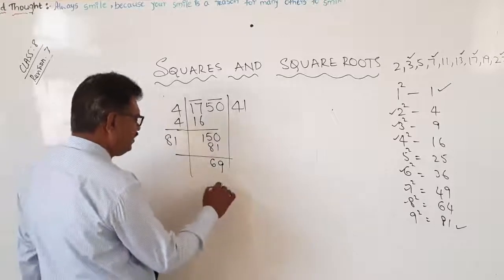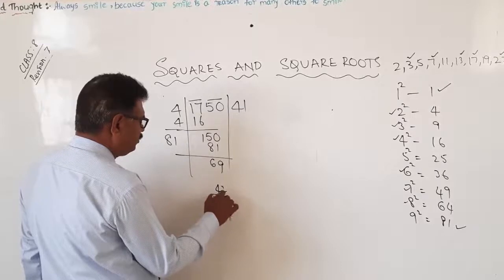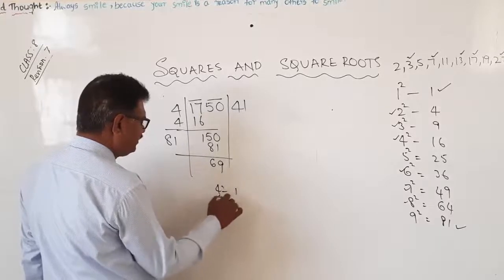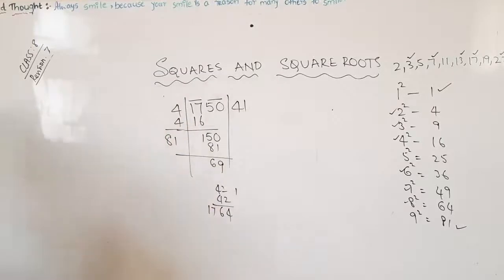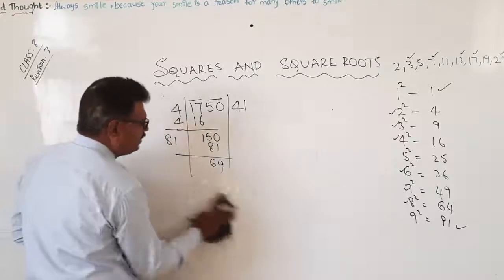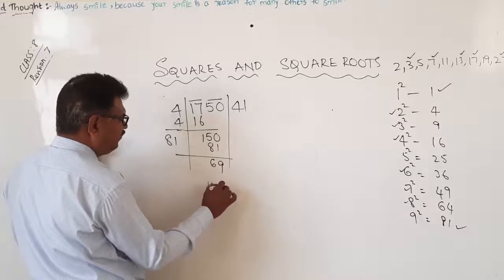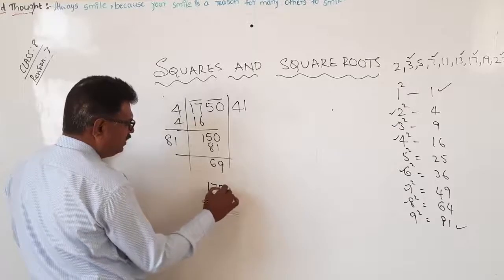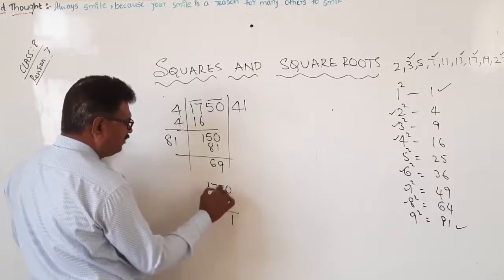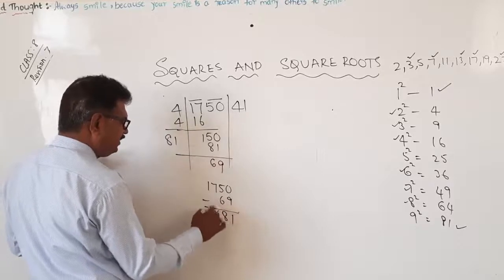We see 42 square. 2 fours are 8, 16, 4 fours are 16 plus 1 is 17. Okay, right. Therefore, how much must be subtracted? Yes. Therefore, 1750 minus 69. So, 10 minus 9 is 1, 14 minus 6 is 8, 1681.